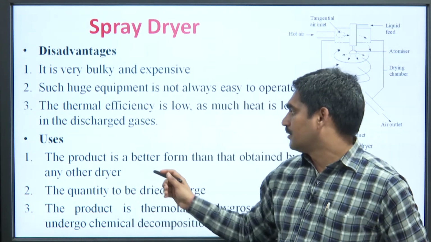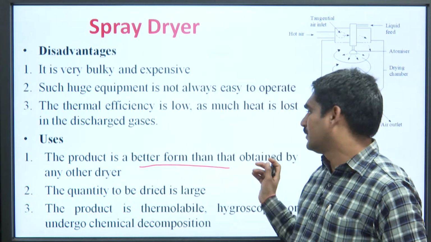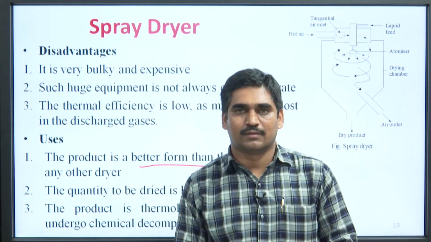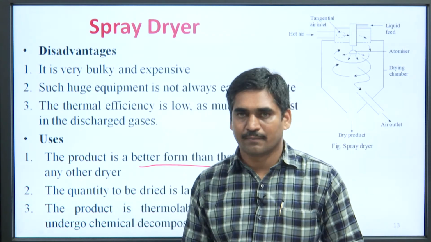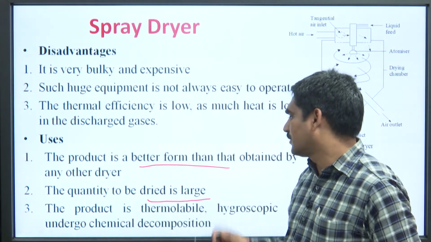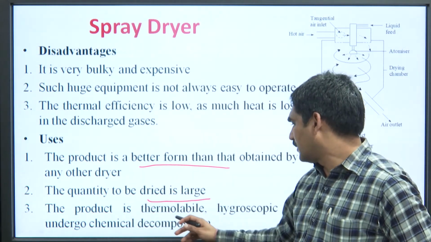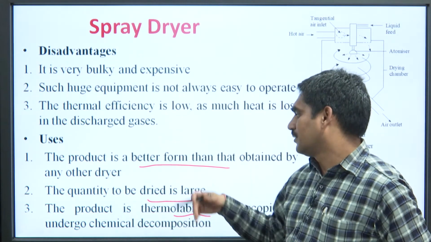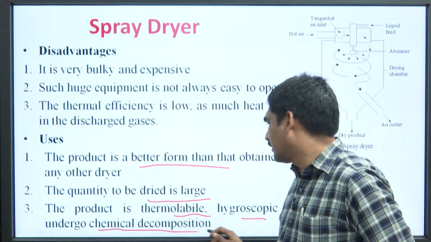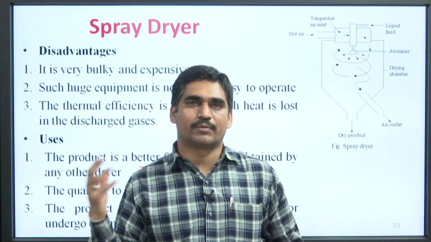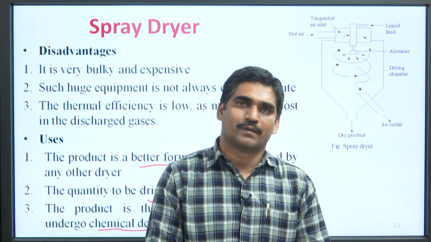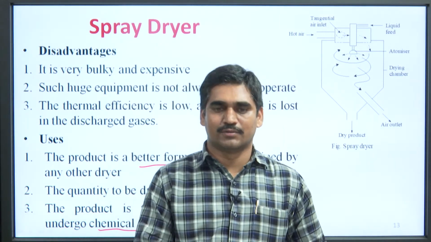Uses: the product is in a better form than that obtained from any other dryer, the quantity to be dried is large, or the product is thermolabile, hygroscopic or can undergo chemical decomposition. So, these types of products can be prepared by using spray drying, like spray dried lactose.